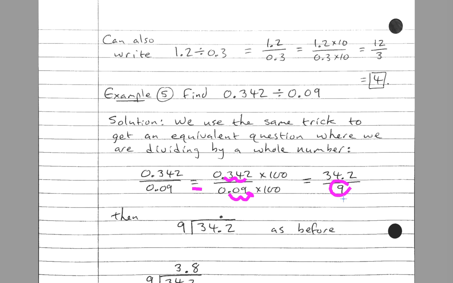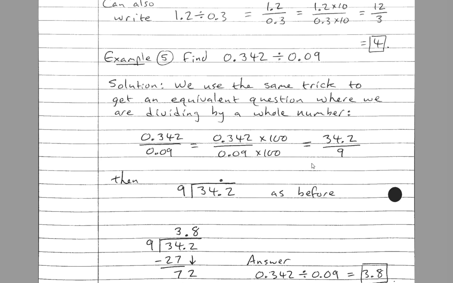Why is it important to divide by a whole number? Well, that's the only case where you can line up the decimal points. Okay, so that's this lining up the decimal points. That's what we're after. If you're dividing by a decimal, then that's not going to be the case. All right, so now we're dividing a decimal by a whole number, so we're back to the situation in the last section.